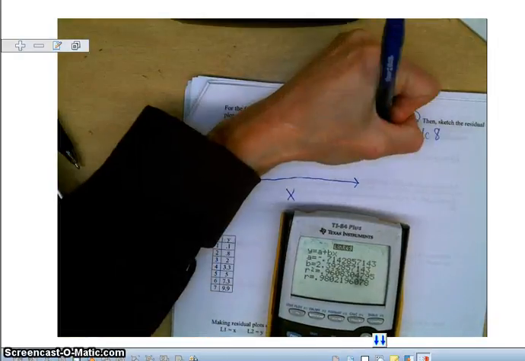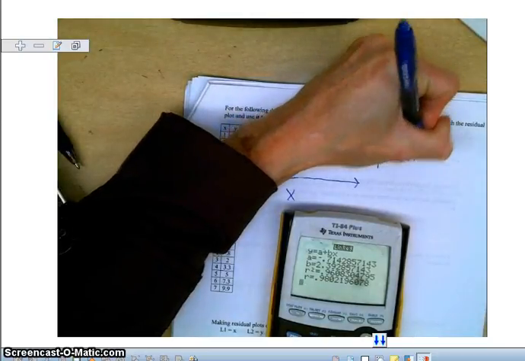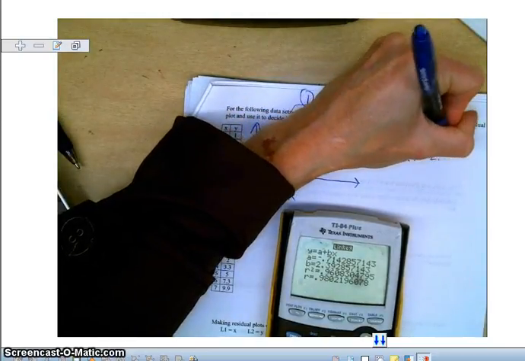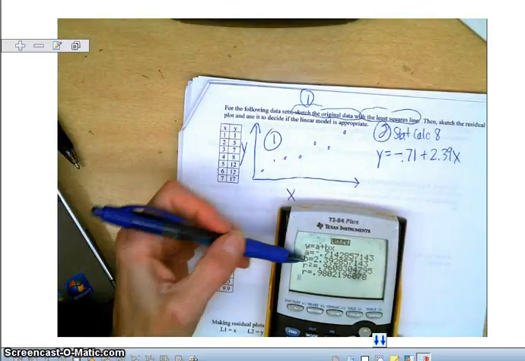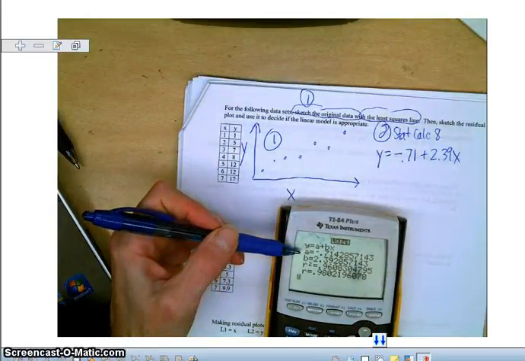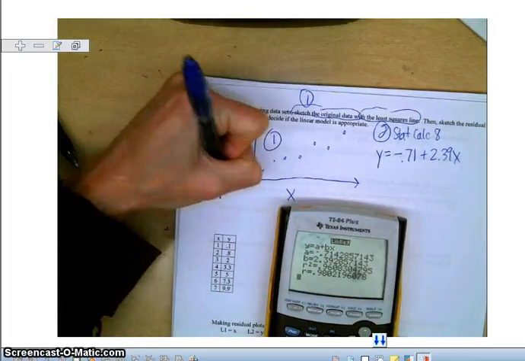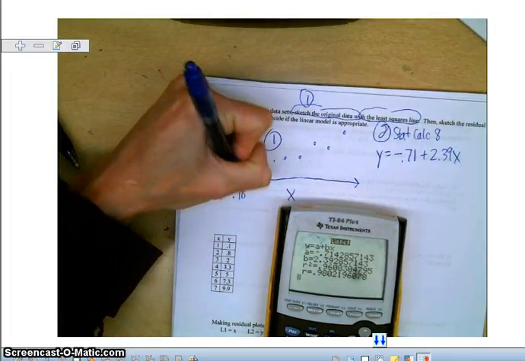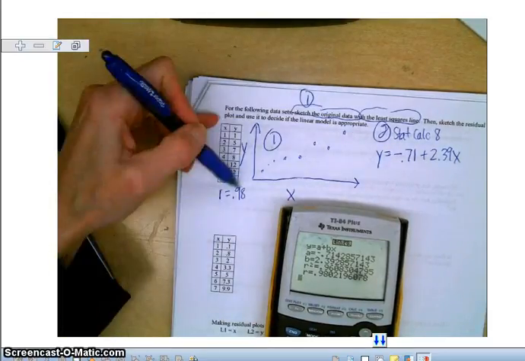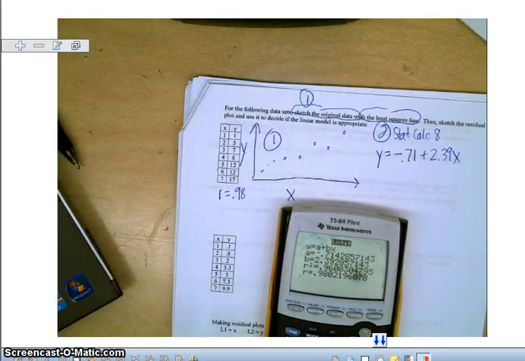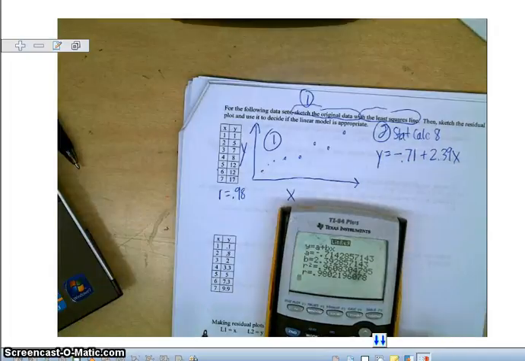It tells me my regression equation is y equals negative 0.71 plus 2.39x. I got that because A is negative 0.71 and B is 2.39. Now R, just to note, is 0.98 here. It means, you know, if I sketch this line on here, they should be pretty close. So how do I get this line to show up on this graph on my calculator?